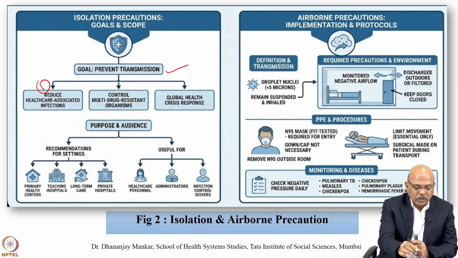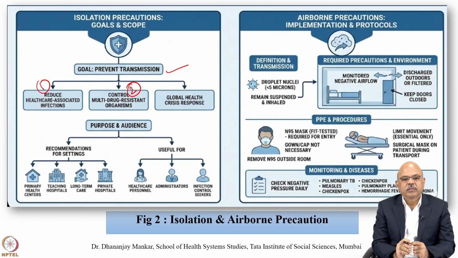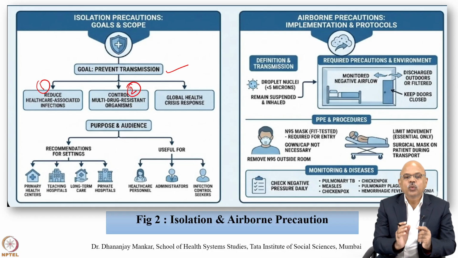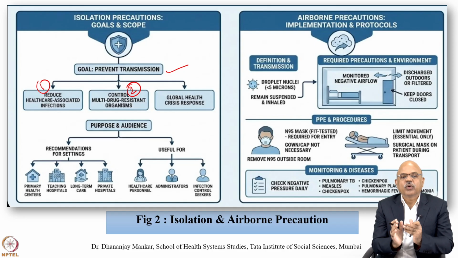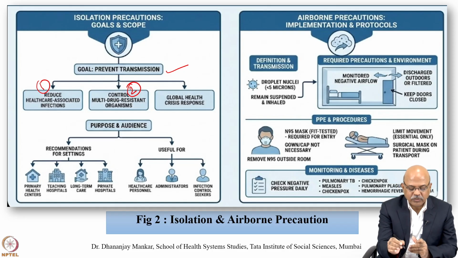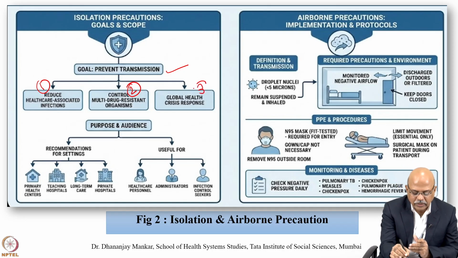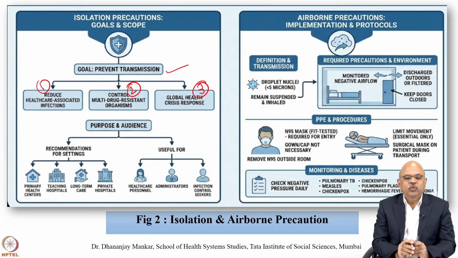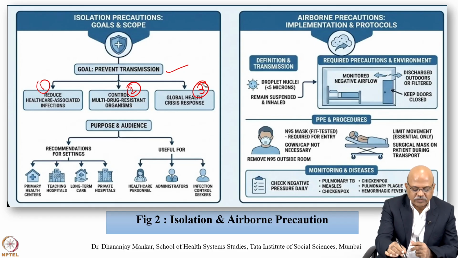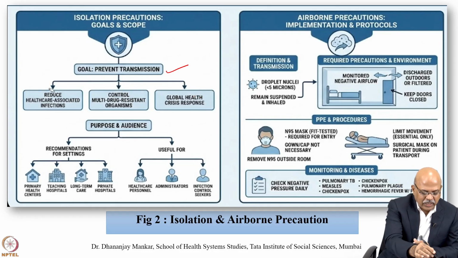The second is to control multi-drug resistant organisms, where you may find the huge pressure of MDR is coming mostly from tuberculosis. Then comes global health crisis response. So these are the three very important goals, and you need to achieve them with a purpose and a respected audience.